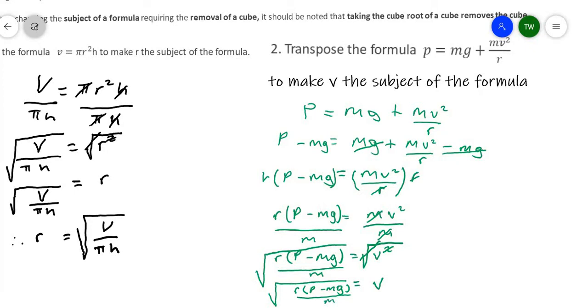And to finish, we just rewrite the subject on the right. So we'll just say, therefore, v, which is the subject, is equal to the square root of r times p minus mg in bracket, all of that over m. And they are finished. Alright?